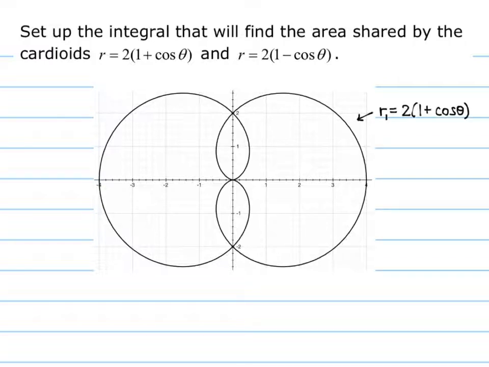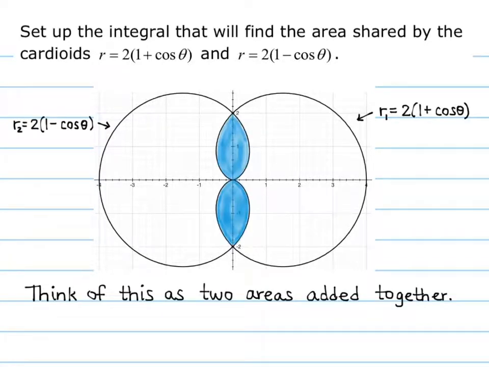So we know that the right cardioid, if you graphed this in your calculator or on the computer, is r equals 2 times the quantity 1 plus cosine theta. And I'm going to call that r sub 1, just to keep track of which equation is which. The left equation is r sub 2, and that is 2 times the quantity 1 minus cosine theta. And what I'm looking for is the area shared by them, so the region that I've shaded in now with those teardrop regions between the two cardioids, and we want to think of this as two areas added together.